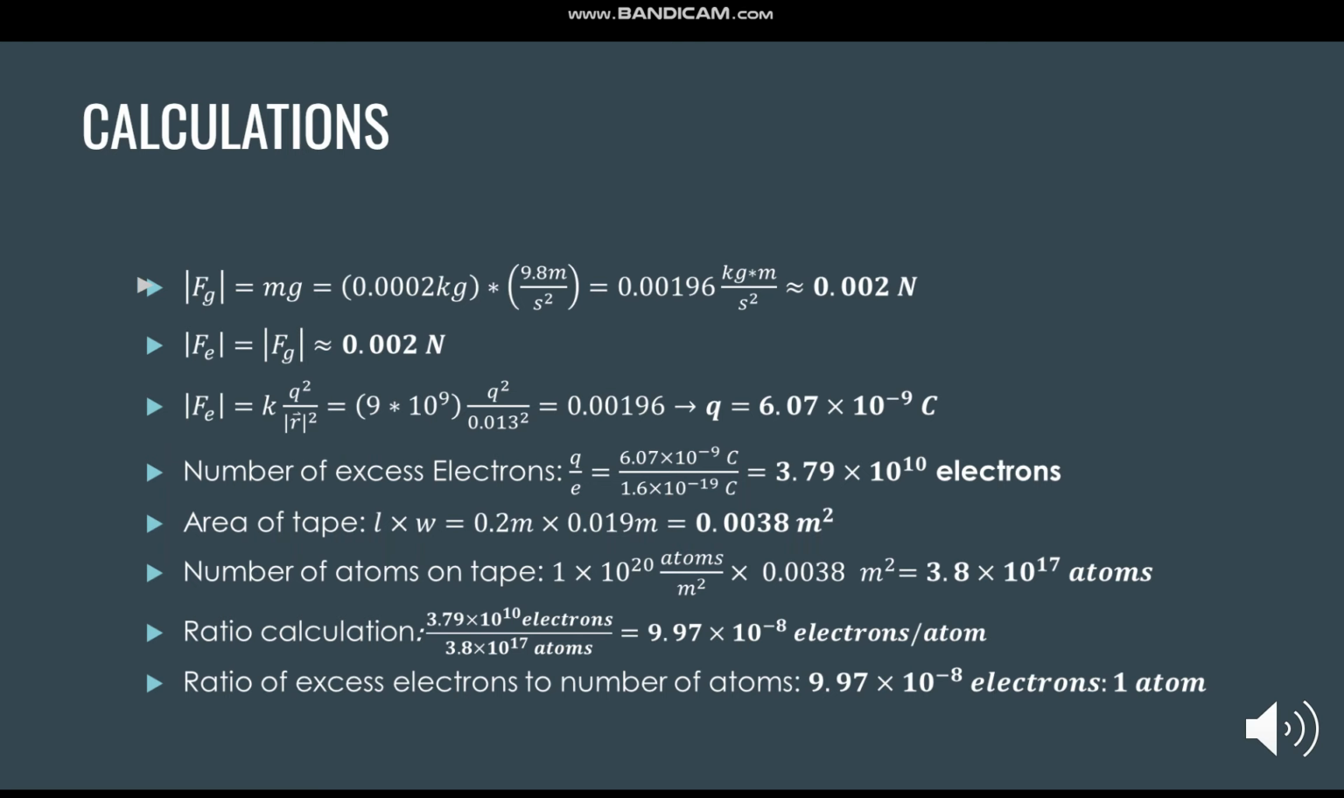We found the area of the tape, which is a simple length times width, which comes out to 0.0038 meters squared. And the number of atoms on the tape is just a simple conversion here, and it's 3.8 times 10 to the 17 atoms. Next, I did the ratio calculation. The ratio of excess electrons to number of atoms came out to be 9.97 times 10 to the negative 8 electrons per atom.